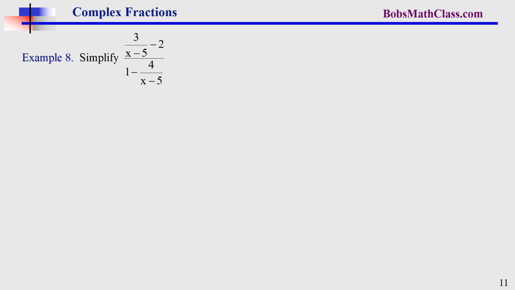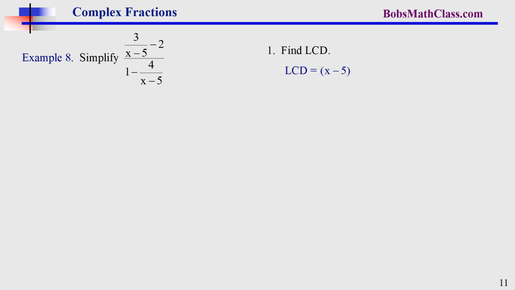Okay, last example. What is our LCD? Our LCD is only x minus 5. Now you may notice the integers 2 and 1. The denominator of 2 would be 1, and the denominator of 1 would be 1. So even if we use 1 as part of the LCD, well, 1 times anything is that anything. So the only denominator that we need to be concerned with is the x minus 5. It occurs on the left fraction on the top and on the right fraction on the bottom. So our LCD is x minus 5.